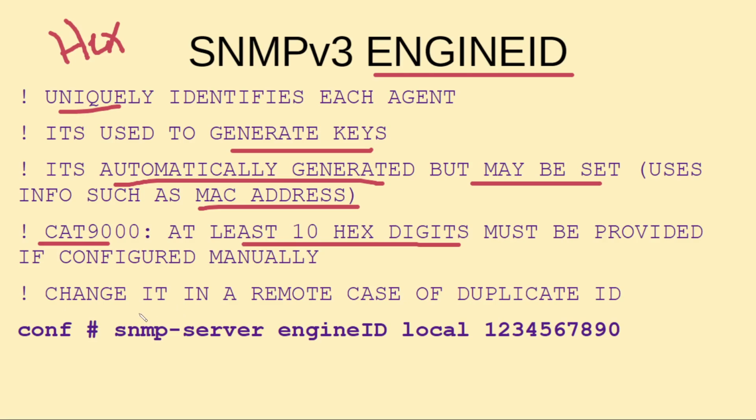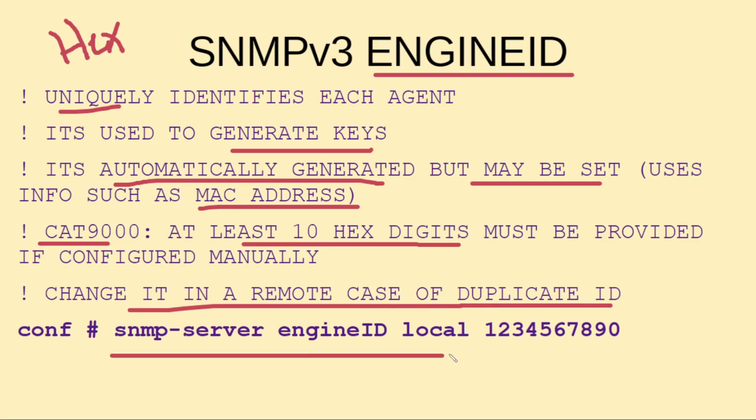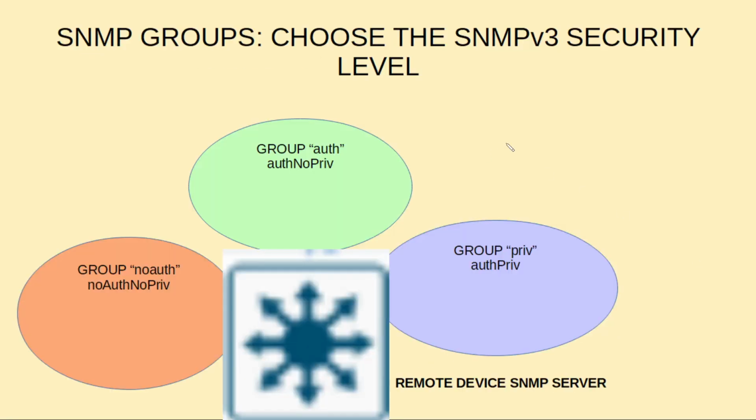We can change it, for instance, in a remote case where we find a duplicate ID, and this is the command in order to configure it. Now, when it comes to configuring groups, we need to provide at least the security level. If we use the parameter no auth, we are aiming at no authentication, no privacy. If we use the parameter auth, we are aiming at authentication, no privacy. And if we use the parameter priv, we are aiming at authentication, privacy.